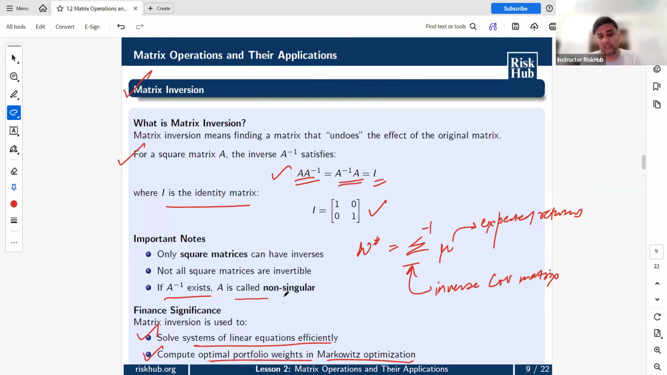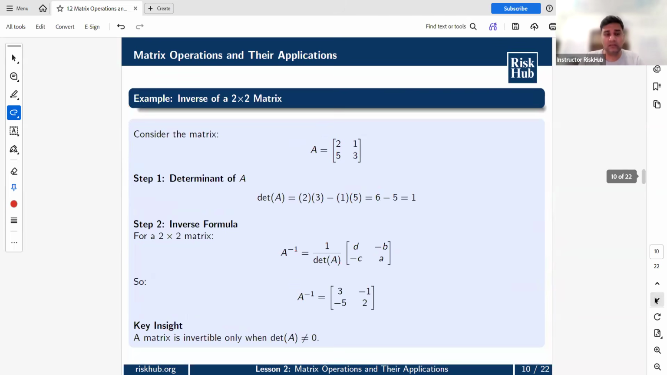A is called non-singular. Inversion exists. Not all square matrices are invertible. Only square matrices can have an inverse, right? So understand these properties. Then we are trying to solve an example of the inverse of a 2 by 2 matrix. So the matrix given is 2 5 1 3. You have to determine the inverse of A, right?